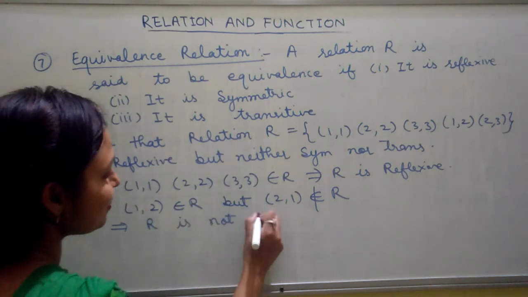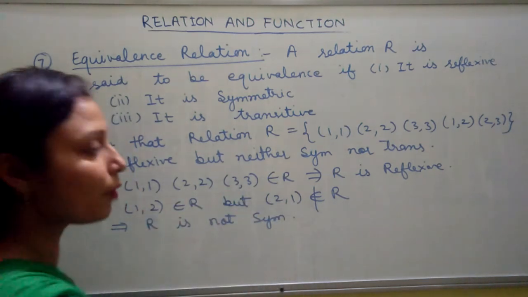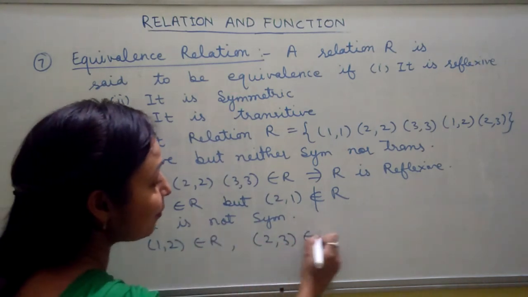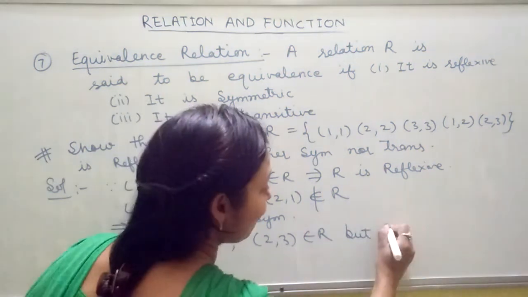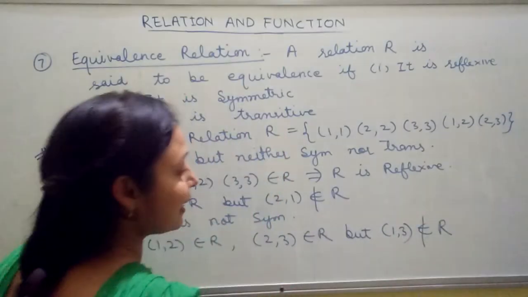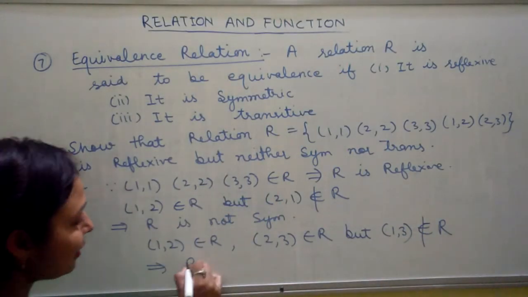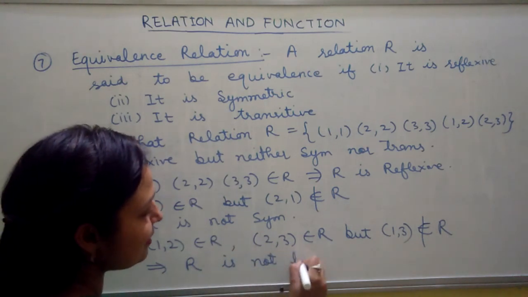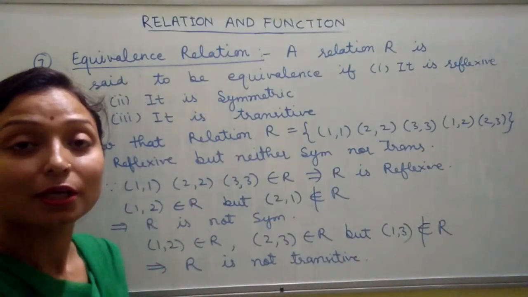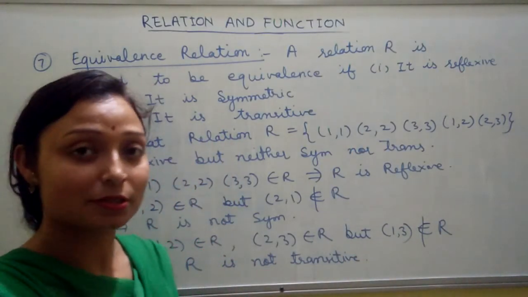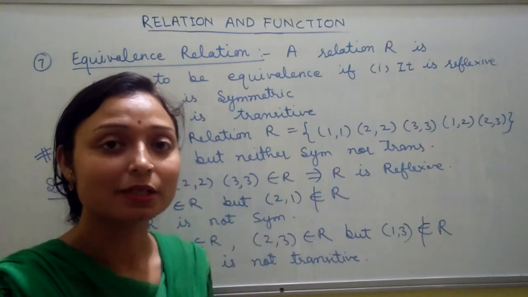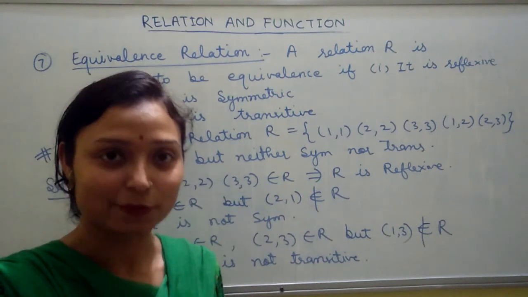Now the third property. (1, 2) belongs to R, (2, 3) also belongs to R, but (1, 3) does not belong to R. That means R is not transitive. So this is the way to show the relations, to make your definitions clear in your mind. Learn this definition, understand this definition. After that we will do the questions. Okay, thank you.